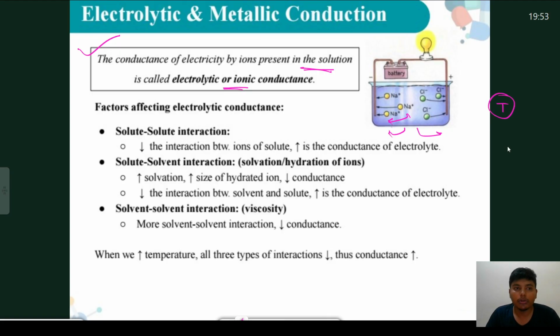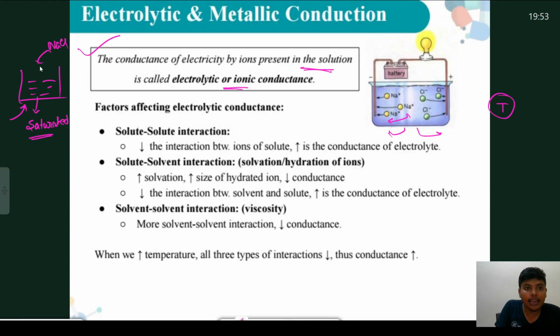Let's suppose you are making a solution. Water is there, you are adding NaCl. After some time it will become a saturated solution. But if you heat it a little bit, again you can add NaCl. Why? Because whatever ions were not dissociated, in the presence of heat, will dissociate more. So more heat means more dissociation, and more dissociation means more conductance.